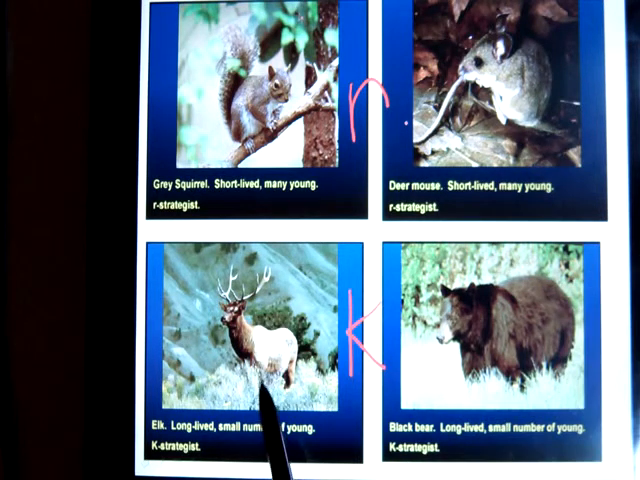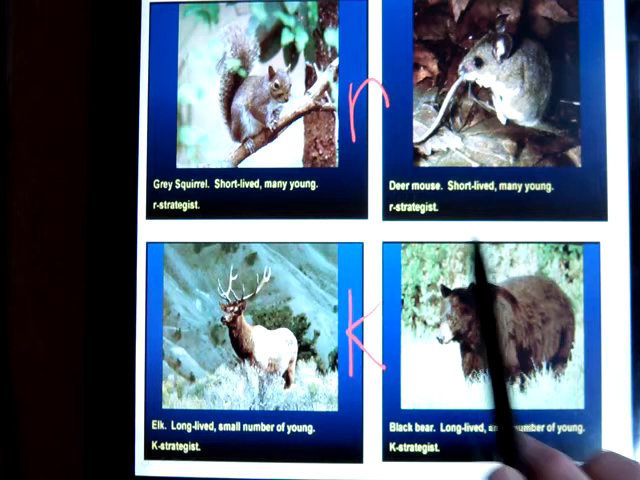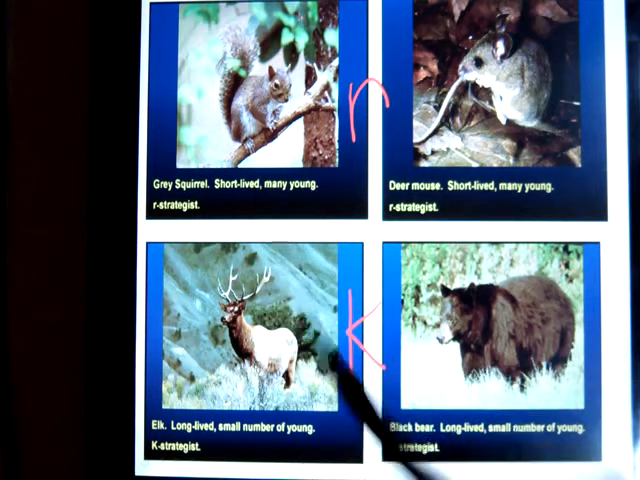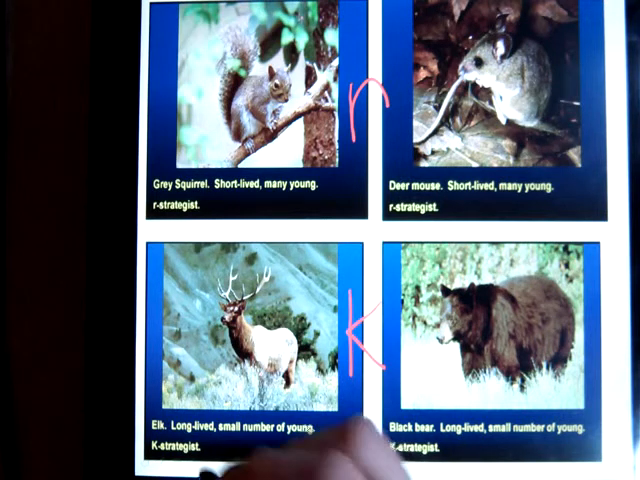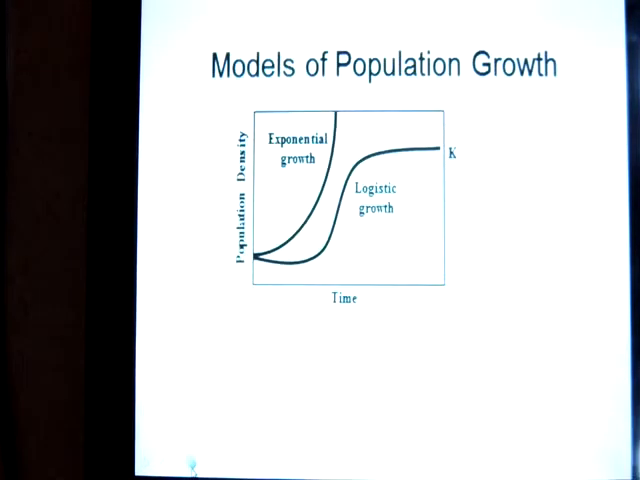Examples of K selection, we have the elk and the black bear, and R selection, we have the deer mouse and the gray squirrel. You can see obviously one difference between the two is that K-selected organisms tend to be bigger. R-selected organisms tend to be smaller. Now they would show different growth patterns.